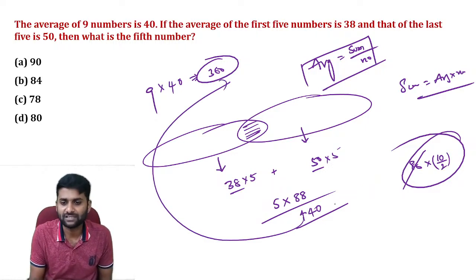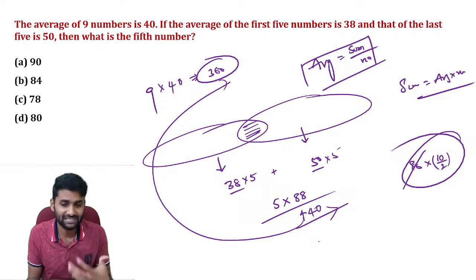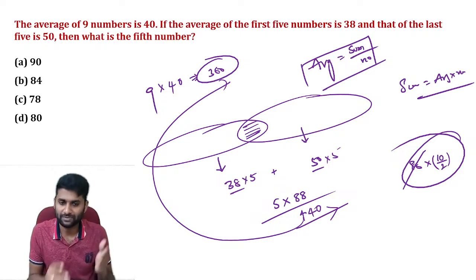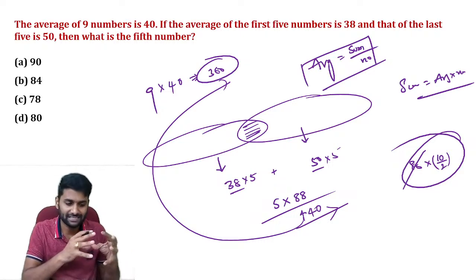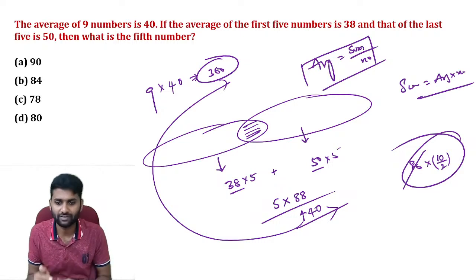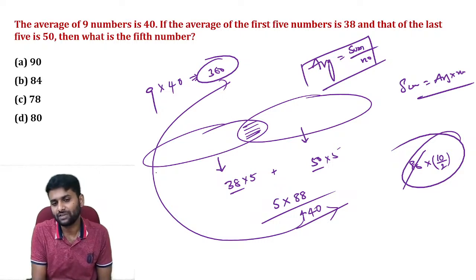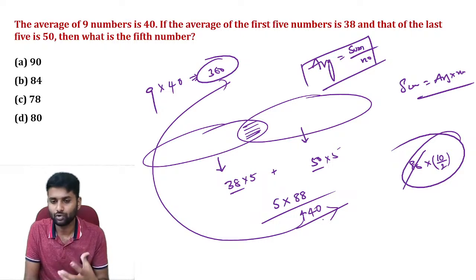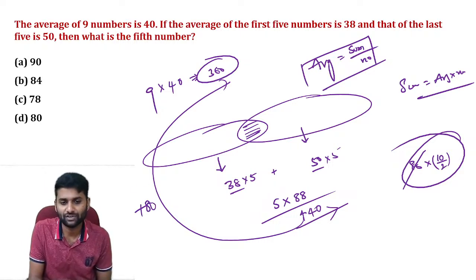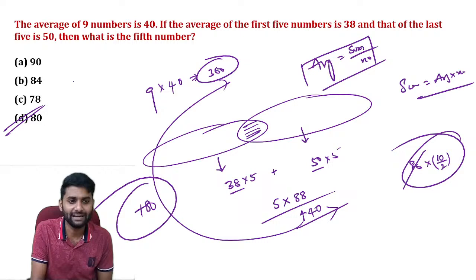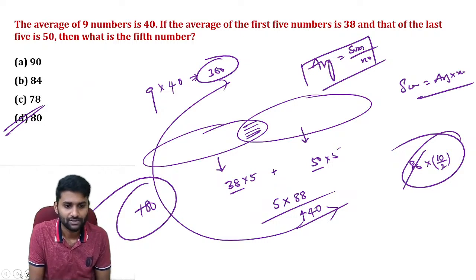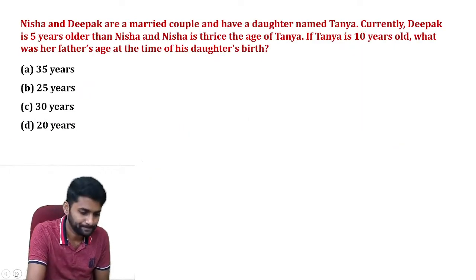Now just find the difference. See, why? Because the fifth number is repeated two times, means you have to consider only one, but it is repeated in the first set of average and the second set of average. That's why here instead of 360, the value goes to 440. So what is the excess value here? 80. Why? Because we are adding it twice. So here the fifth number is 80.